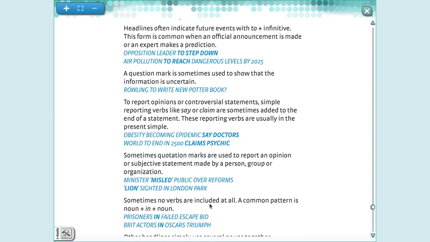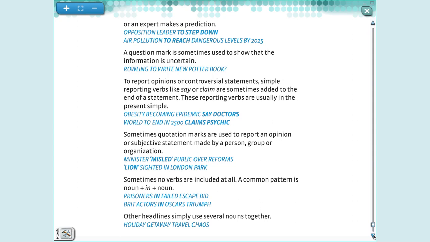Sometimes no verbs are included at all. How do they do this? They use a noun, in, and a noun. Brit actors in Oscar, are in Oscar, yes. Prisoners in jail, yes, or just prisoners failed, yeah, trying to escape. It will be the long sentence.